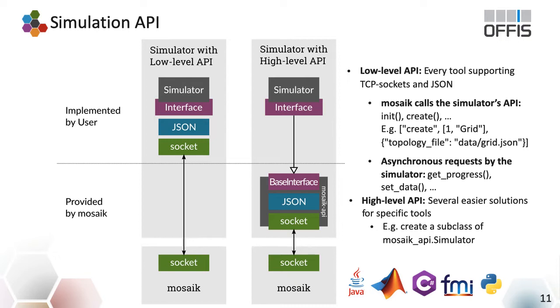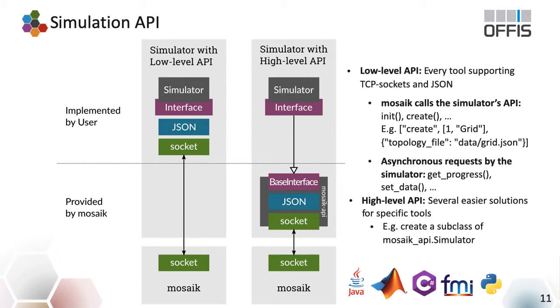And you can use the low level API of Mosaic, which means that you are very, very flexible. So you can do lots of crazy stuff, but it's a little bit more effort from your side, because you need to implement the socket implementation. We are delivering JSON packages or expecting JSON packages. And so you need to do the serialization, deserialization of the data. And so you are very flexible in what you can do, but it's a little bit more effort from your side.